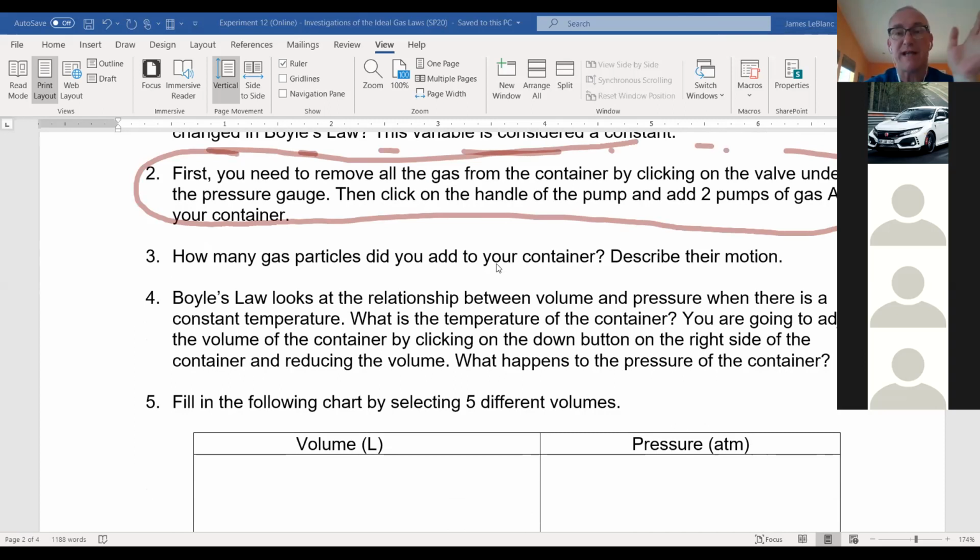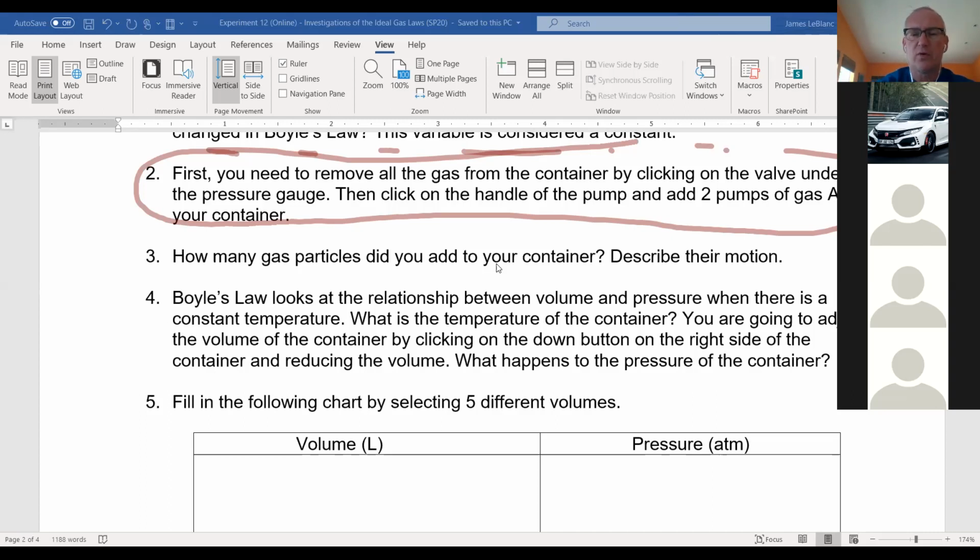So what we're going to do is we'll just empty that, so we'll all start at the same place, and then just add 2 pumps of gas A into the container, and then see how many gas particles are in there, and just describe what their motion is. Is it random? Are they all moving in the same direction? Are they moving in different directions? What happens when they bump into each other?